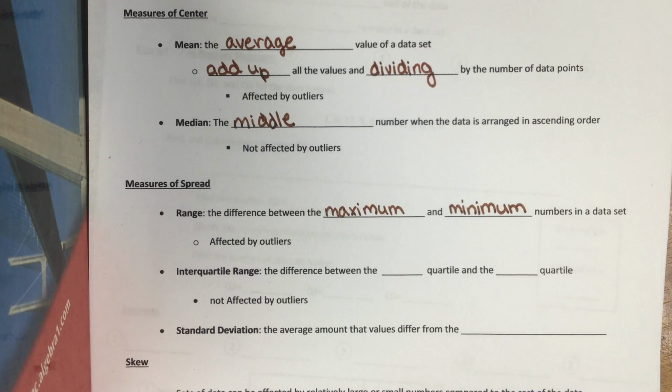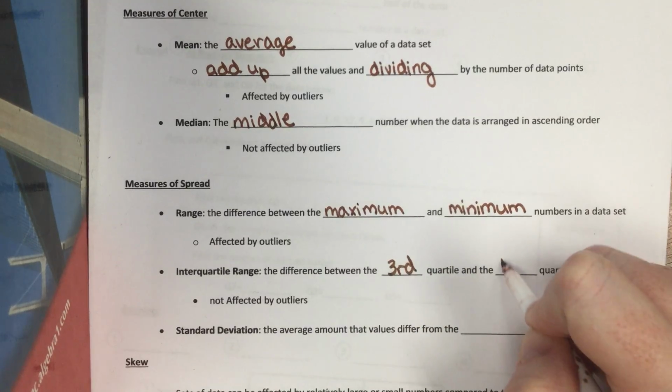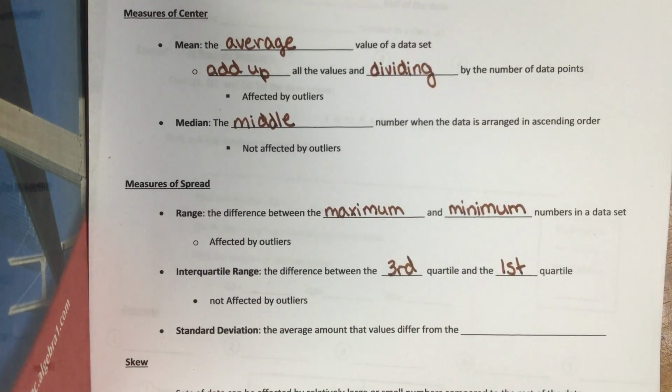The interquartile range is the same thing, except it's following your quartiles. So it's the difference between the third quartile and the first quartile. So your quartiles are when you took your data and you cut it up into fourths. And the first chunk, that first fourth, was your first quartile. The second chunk was your median, third chunk is your third quartile, and your fourth chunk is your maximum. And your interquartile range is not affected by outliers because they won't be part of your first and third quartile. They won't be affected by that.